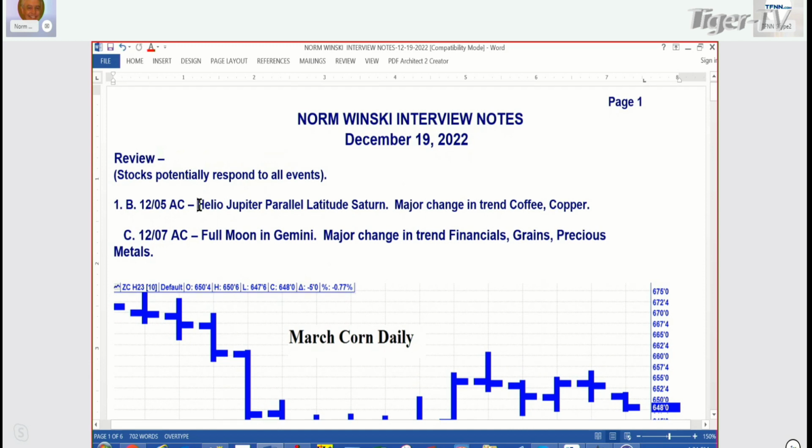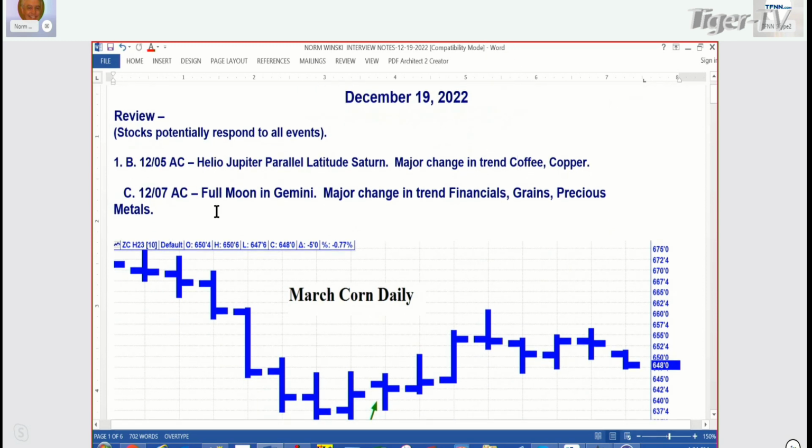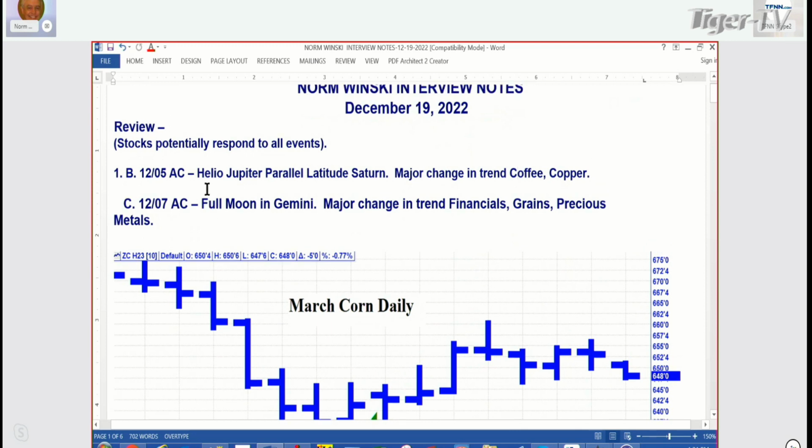So our first point, over the night of the 5th into the 6th, we had Helio. That's from the point of view of the sun, heliocentric, Jupiter lining up with Saturn. And so we'll be looking at coffee and copper. And if you want any more explanation of this stuff, give me a call.